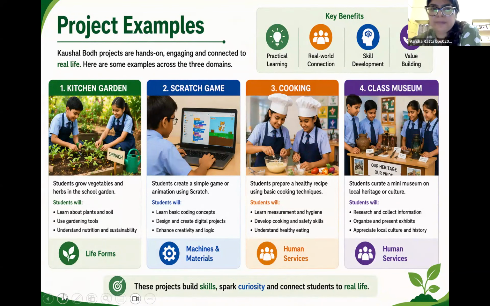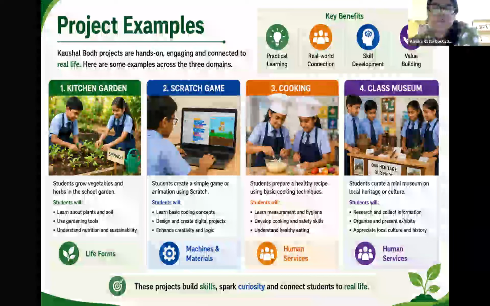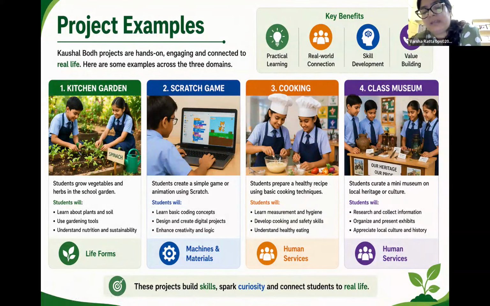Thank you, ma'am. We've talked about a lot of these examples. So probably I also told you one thing that has to be customized as per the school, right? It's not necessary that you stick to what is given in the book. So there can be a kitchen garden, there can be a scratch game, they can learn a little bit of coding, they can do a little bit of cooking. They can create class museums. So these projects will build and spark curiosity.